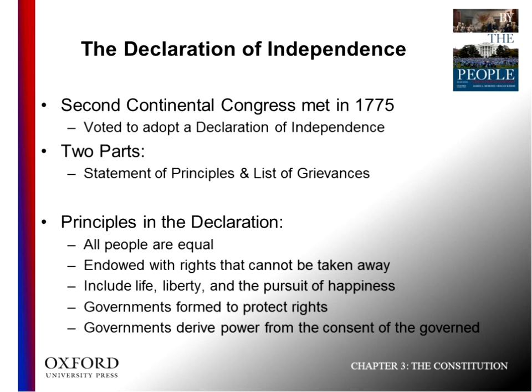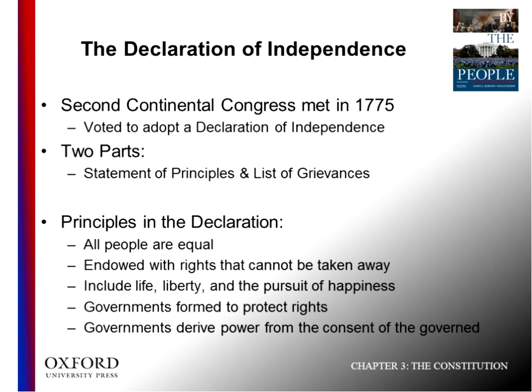Now, the Declaration of Independence was put forth through the Second Continental Congress. After the battles of Lexington and Concord, the Second Continental Congress said, we're not just looking for grievances, we're looking to separate at this time. And what they did is they voted to adopt the Declaration of Independence. And it was a statement to the world of America's purpose.